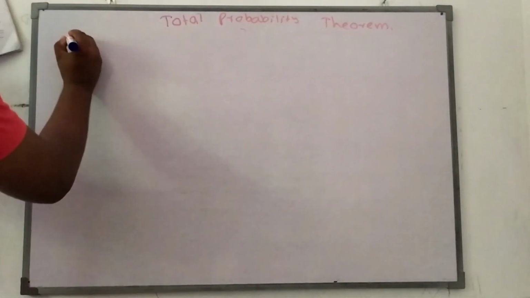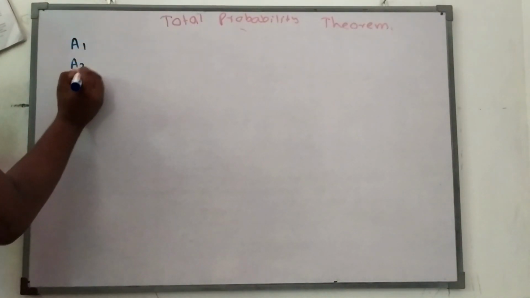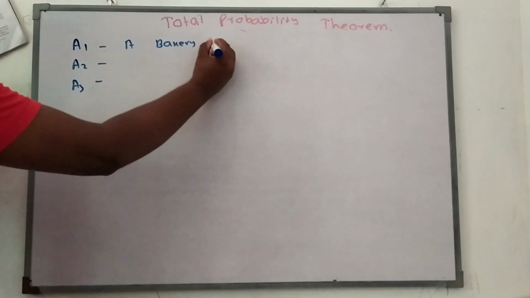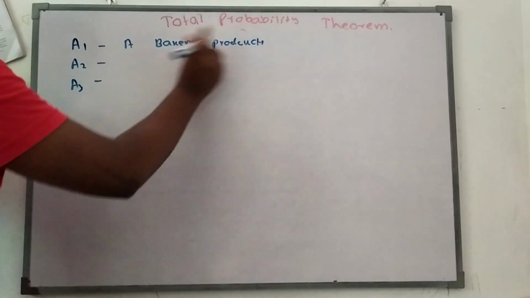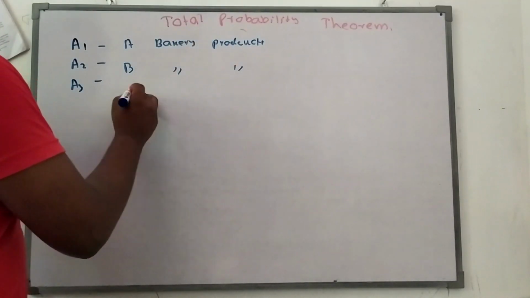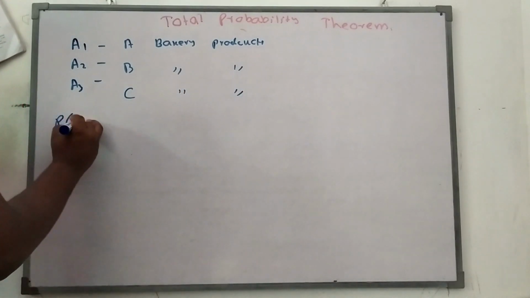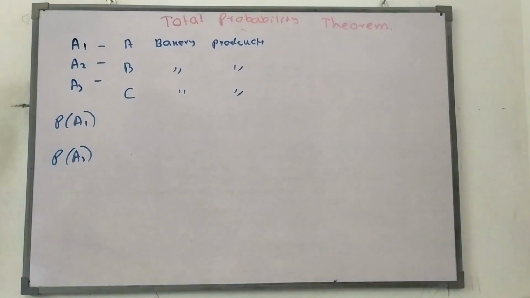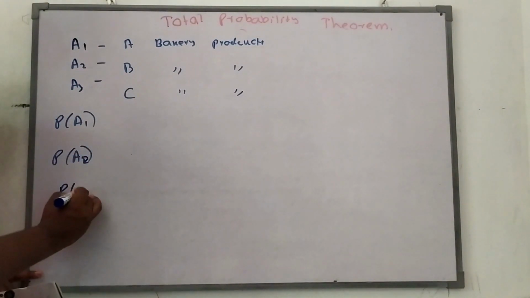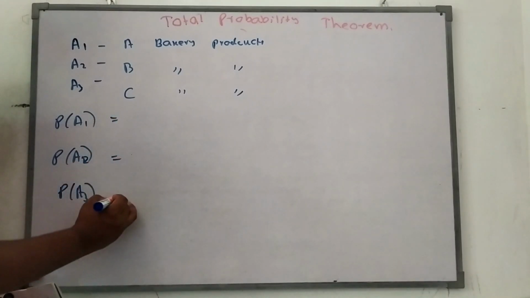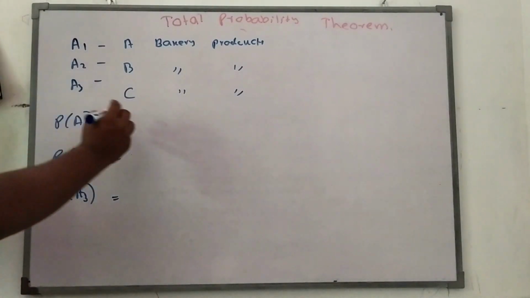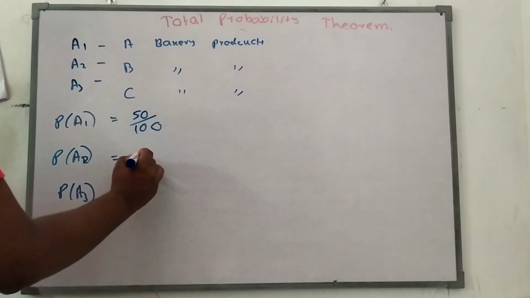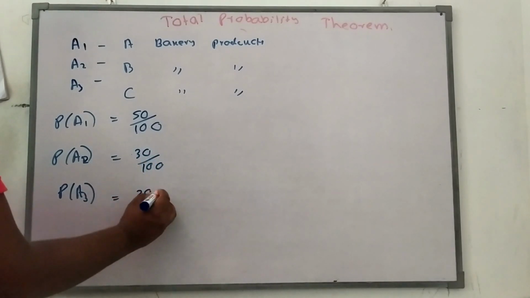A, B, C. So I assume A1, A2, A3, right? This is A bakery production, B bakery bread production, C bakery bread production. So PA1, PA2, PA3 are separately 50% out of 100, 30%, 20%.